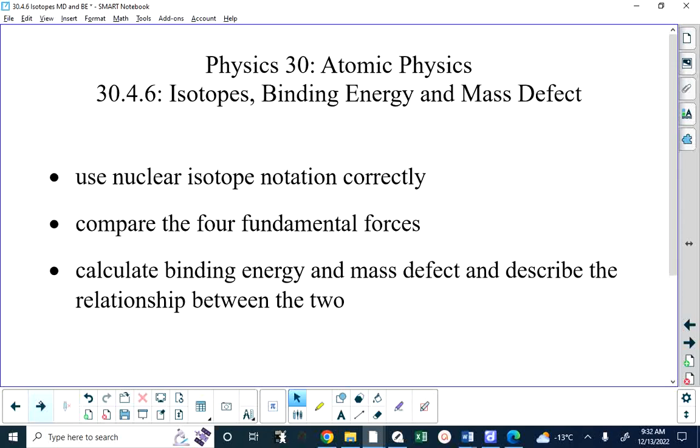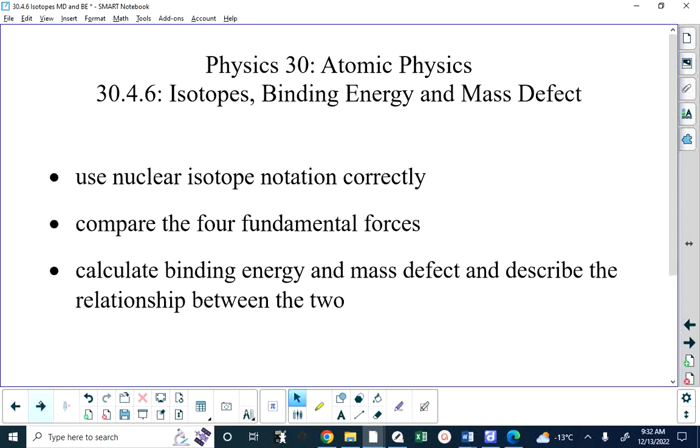So what we're looking at today is an introduction to nuclear physics. We have a whole bunch of sprinklings of different things that lay the groundwork for this unit. And they're actually going to culminate with something called binding energy and mass defect. So we have to understand what nuclear isotope notation is used for and how to use it.